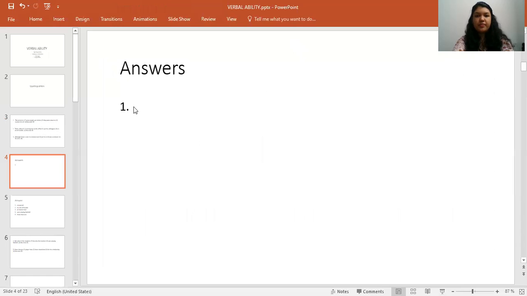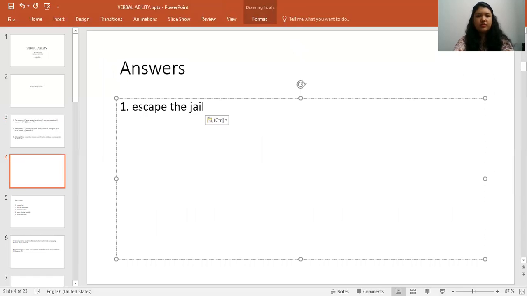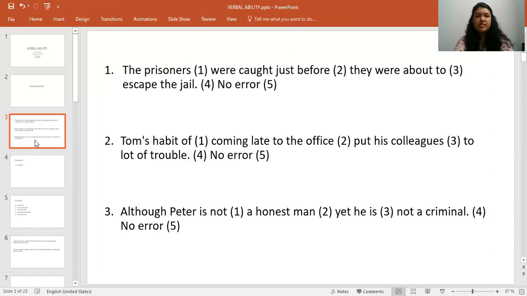So we will be correcting here, escape jail. So, the first sentence should be the prisoners were caught just before they were about to escape jail. Now, moving on to the second sentence, Tom's habit of coming late to the office put his colleagues to a lot of trouble.